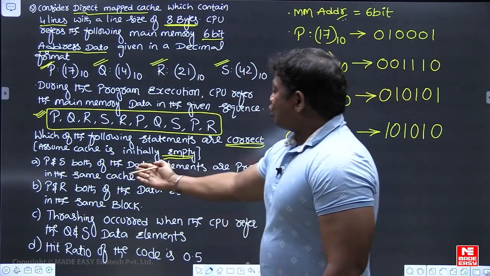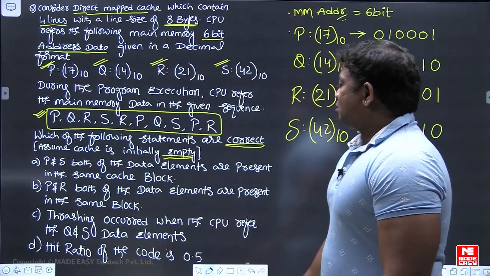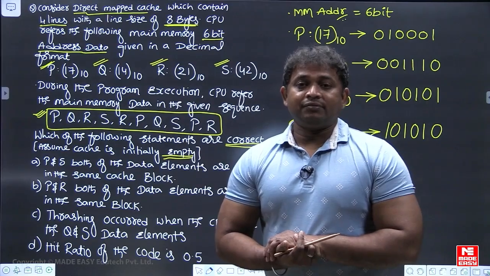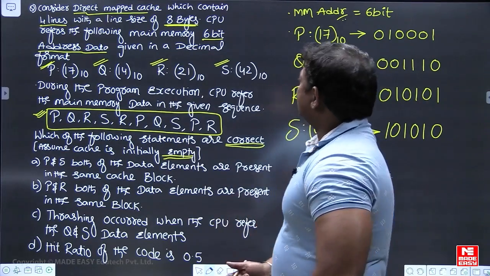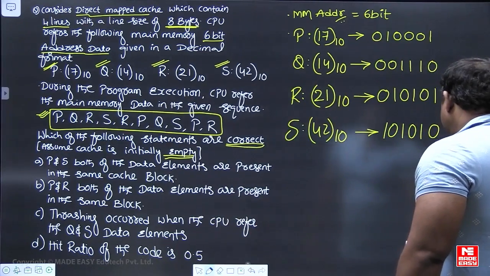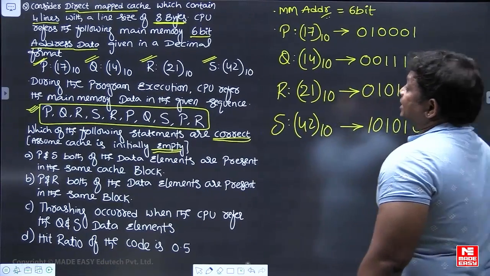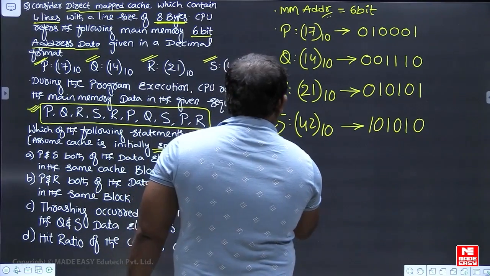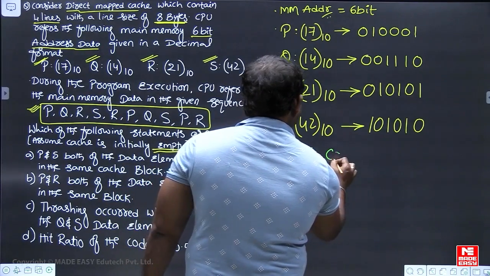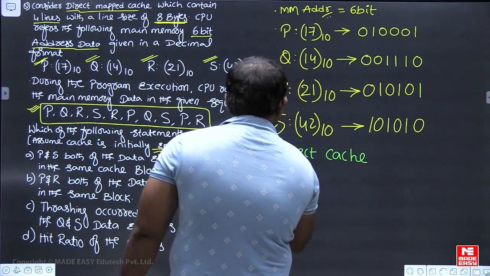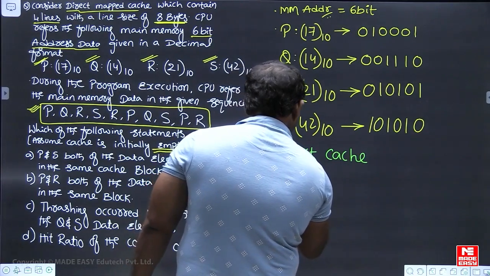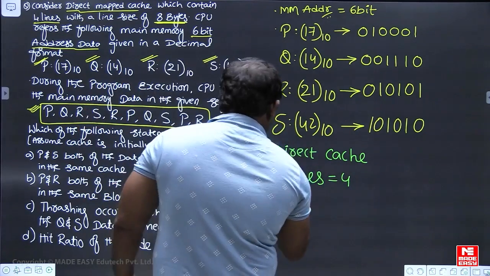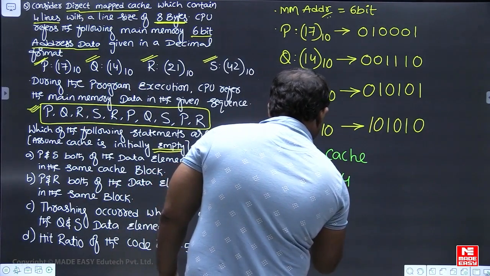So these are the options given. Which of the following statements are true? That we need to identify. Now see the cache characteristics. This is the main memory address; now go to the cache memory. It is a direct mapped cache. The number of lines is 4, and the block size is 8 bytes.